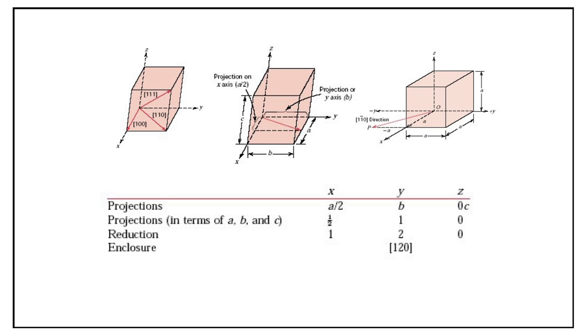Right. You can see how the a, b, c and x, y, z are designated. Okay. So the projections on x, y and z are a by 2 on the x axis, b on the y axis and c and 0 on the z axis. Okay. Projection in terms of a, b, c on the x axis, y axis, z axis are half, 1, 0 and after reduction, x axis 1, y axis 2 and z axis 0. And this is how it is enclosed, 1, 2, 0 in the form of a bracket.